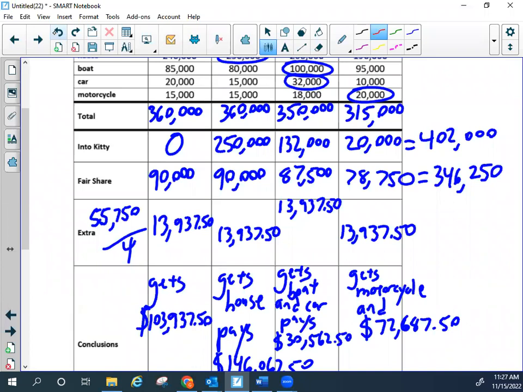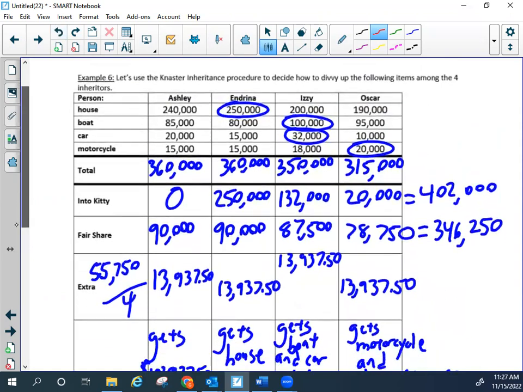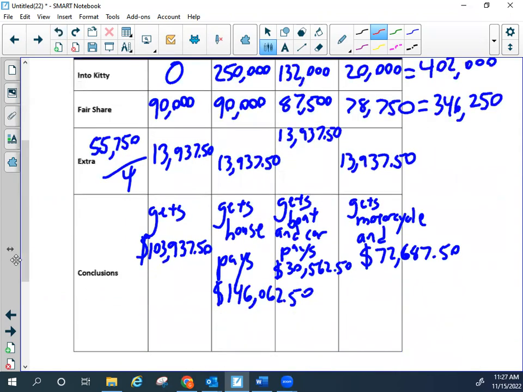So that's Knaster Inheritance. I went through this pretty quickly. Make sure you know how to do the actual calculations. I kind of did them for you, but make sure you know where all those calculations came from.